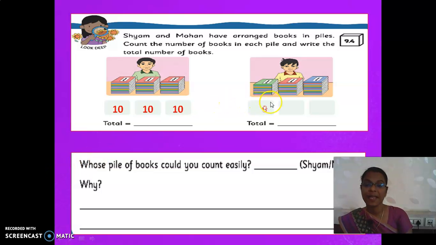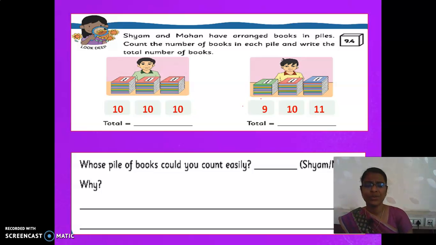If I go with the second person, he has 3 groups, isn't it? The first one has 9, the other one has 10, and the last one has 11. Now I have to find the total.